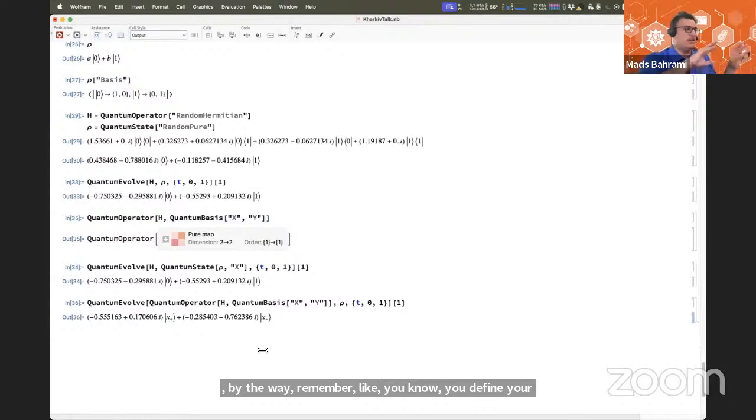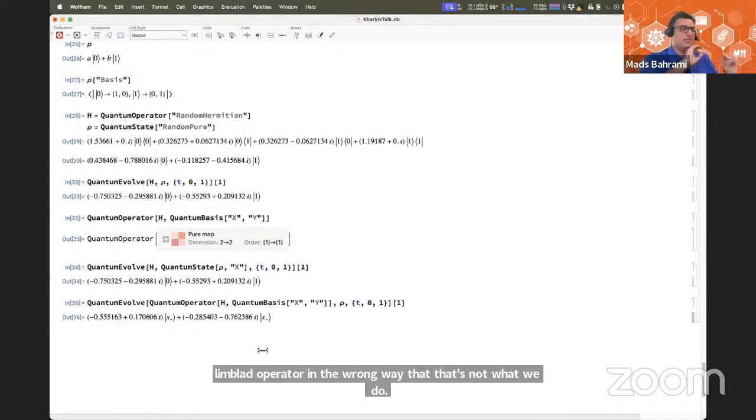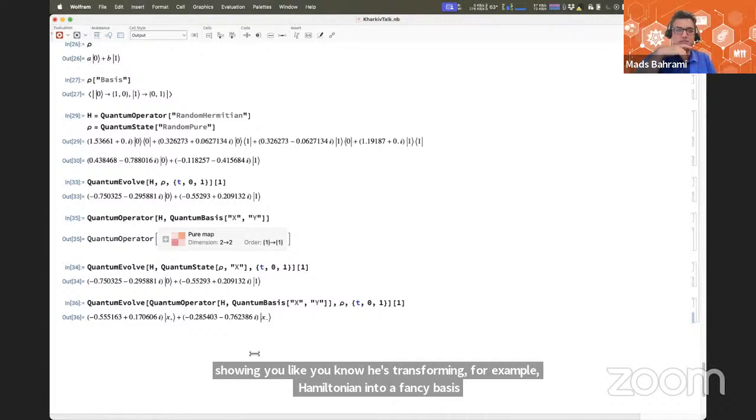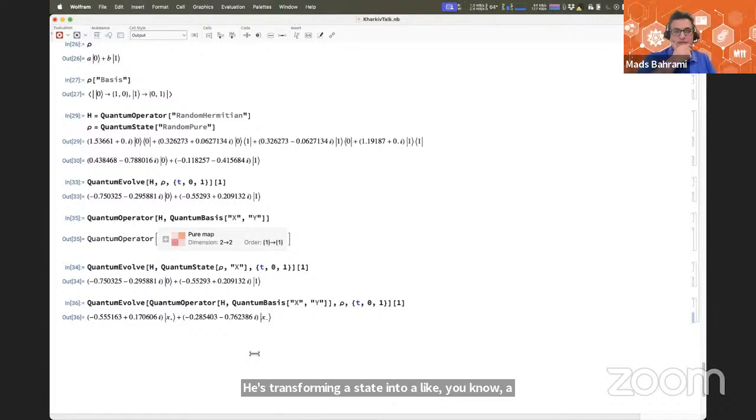What we do is, whatever you give us as a Hamiltonian, as a state, and as a Lindblad operator, we transform all of them into the same basis. And when we do the calculation, everything is done in the same basis. Look at the examples that Nick is showing you. He's transforming, for example, the Hamiltonian into a fancy basis. He's transforming a state into a different basis. But all of these results are still the same at the very end. But yes, if you are not careful with the basis, instead of relaxation, you may introduce excitation.